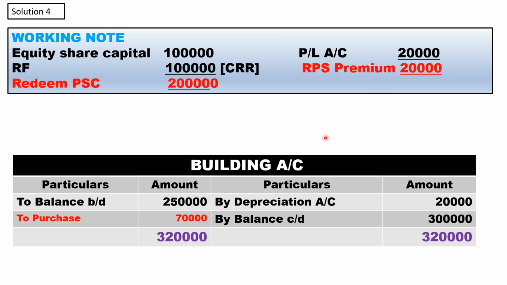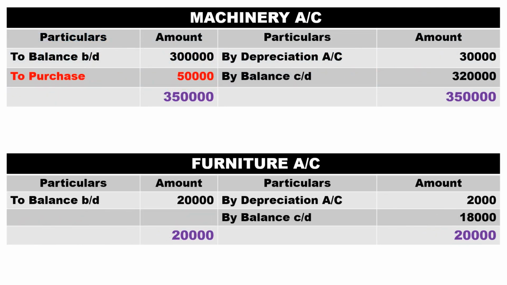Next, students, you need to prepare the building account. To balance brought down 2,50,000, by depreciation given in adjustment 20,000, and closing balance. So, students, you get 70,000 as purchase of building. You need to prepare the machinery account. It's an asset. To balance brought down 3 lakh, by depreciation 30,000 given in the adjustment, closing balance 3 lakh 20. So you get 50,000 answer. It's called purchase of machinery.